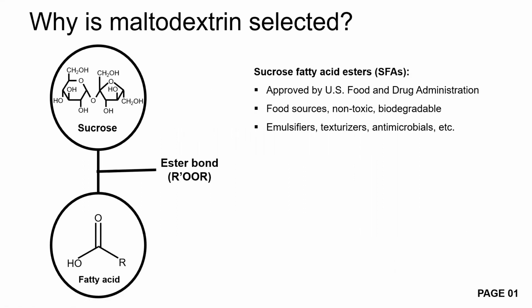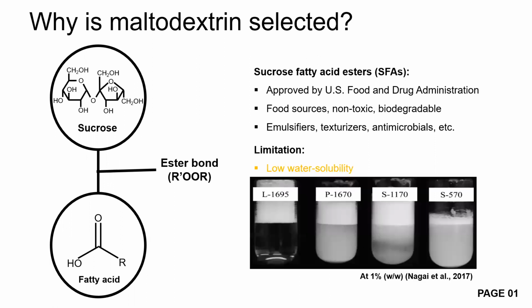To explain why I selected maltodextrin, I should start from one food additive, sucrose fatty acid ester. These compounds are approved by US FDA and widely used in the food industry because of their low impact on public health and the environment with useful functions. However, most sucrose fatty acid esters have low water solubility, resulting in limited application.